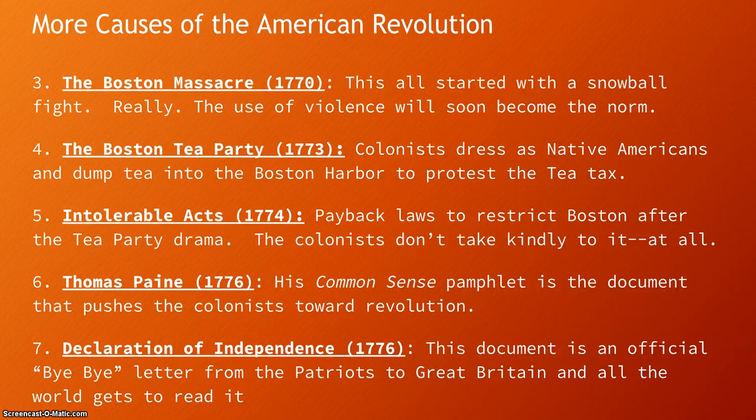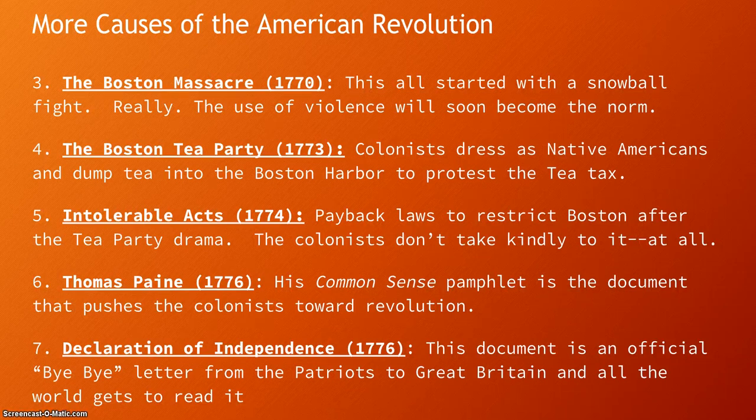1773, the Boston Tea Party. Again, in response to the Tea Acts, no one wants to pay taxes on the tea. Now here is the shady part of this. Colonists actually dressed as Native Americans. This is another topic where I feel that I was cheated as a child sitting in my social studies class because I was never taught this. The colonists actually dressed as Native Americans, and then they dumped the tea into the Boston Harbor in protest of the tea tax.